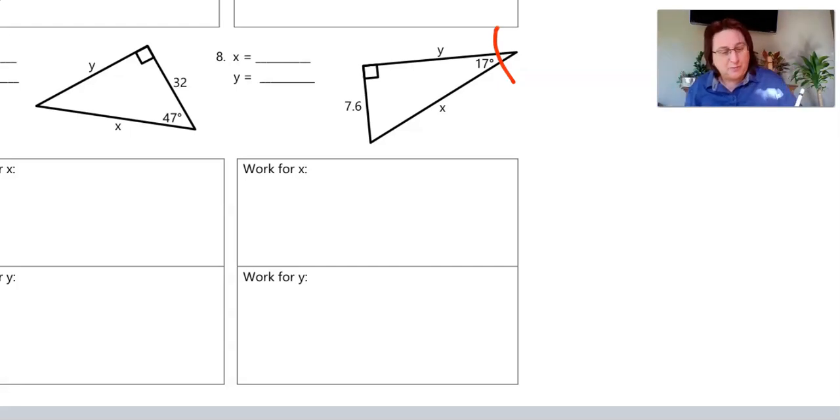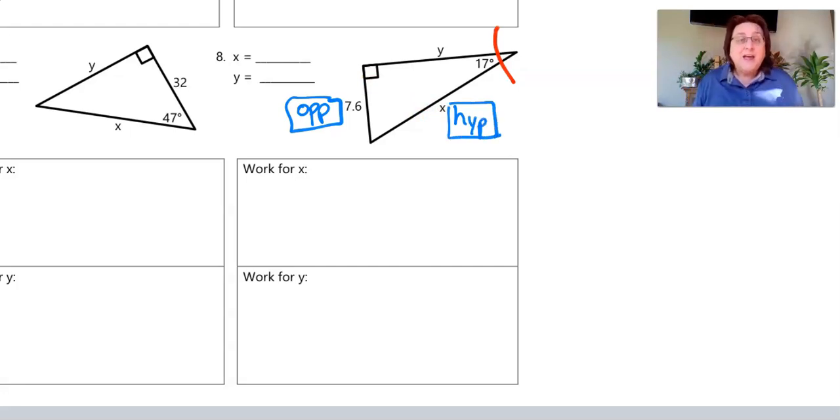Just in case we need some more practice, I'm going to work this with you guys. So remember, across from our reference angle, this side right over here, the 7.6, is going to be our opposite. So I'm going to label that my OPP. And across from the 90 degrees is always, always, always going to be your hypotenuse. So I'm going to label that my HYP. And what's left over, which is always right next to your reference angle, is your adjacent. So here is my ADJ.